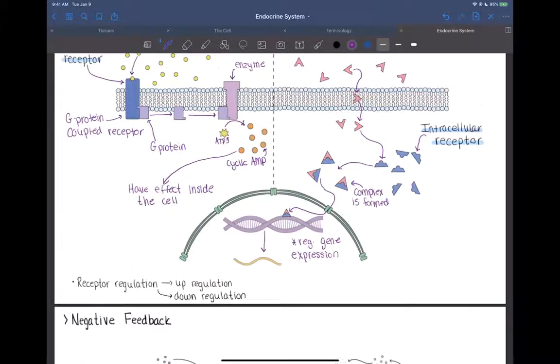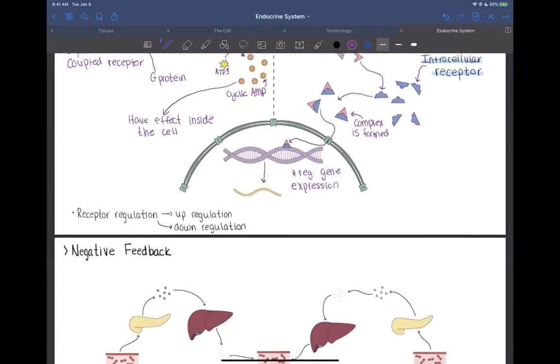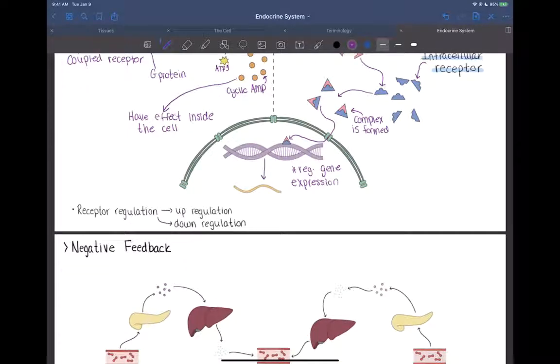Okay, so the last topic for these fat-soluble and water-soluble hormones is the fact that a cell can become more or less sensitive to these hormones based on the receptors it's expressing. And so if the cell wants to become more sensitive to the hormone, it will upregulate, or add more receptors to its surface. So upregulation of receptors makes a cell more sensitive to a hormone.